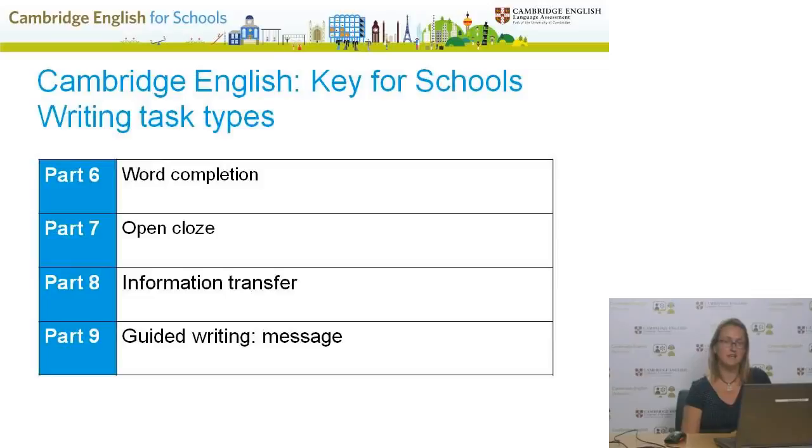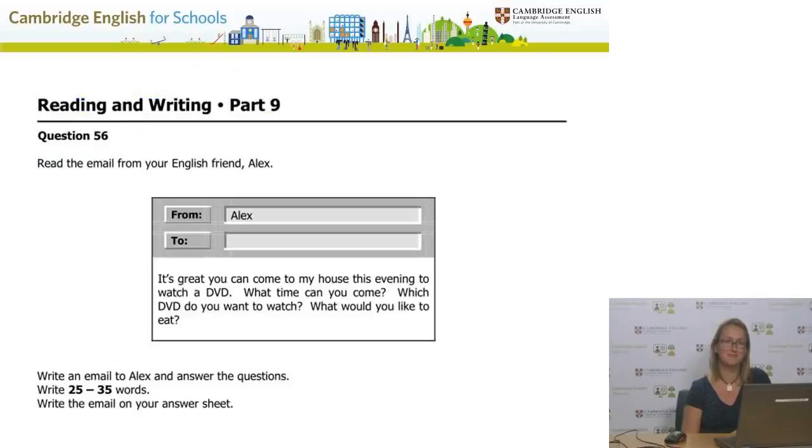And finally, part 9 is a short communicative message of 25 to 35 words, where candidates need to include 3 different content points. Here's an example of this task. So have a quick look at the task and tell me which 3 content points, so those are important points, that candidates must include in their answer. Which 3 points do they need to include in their email back?